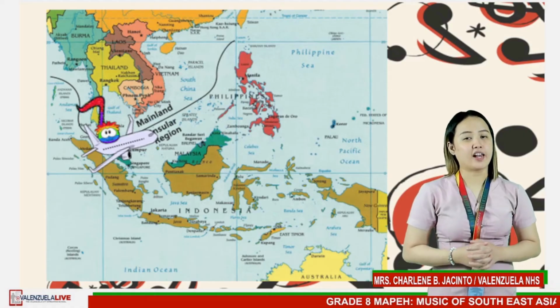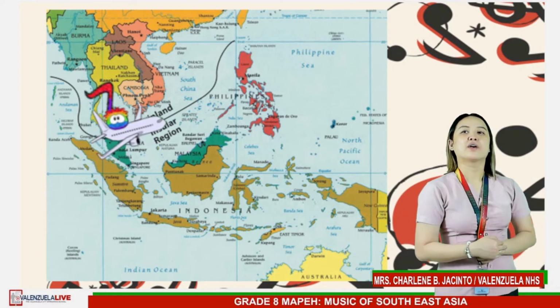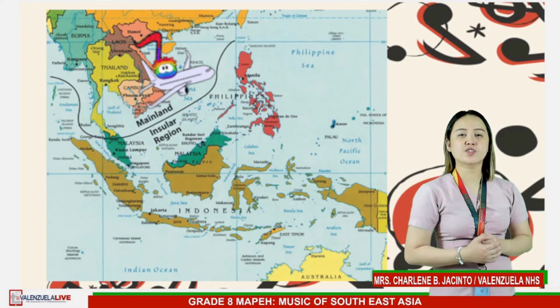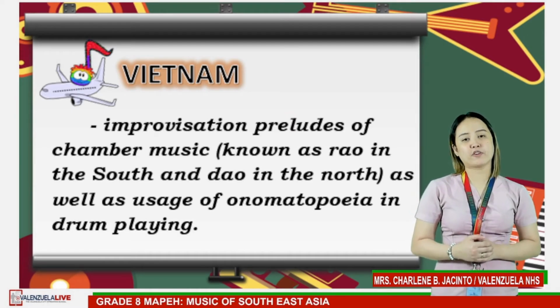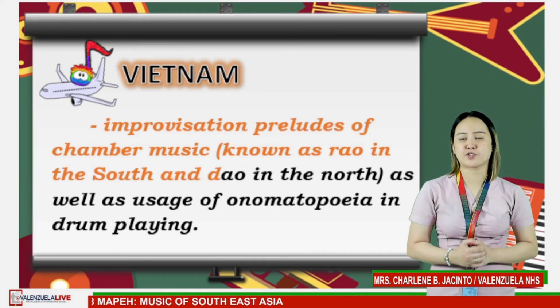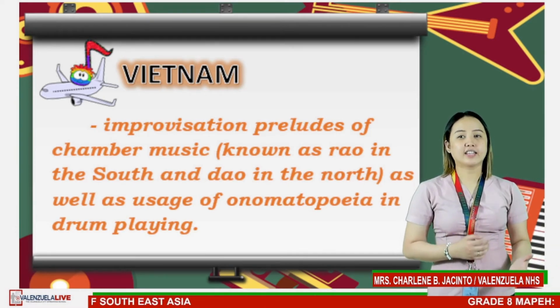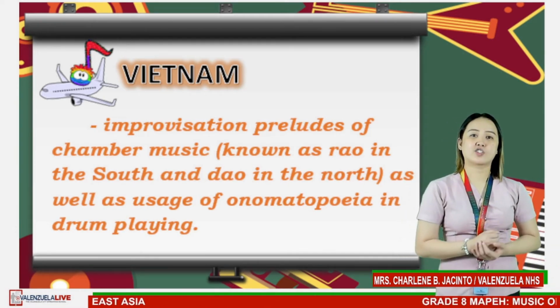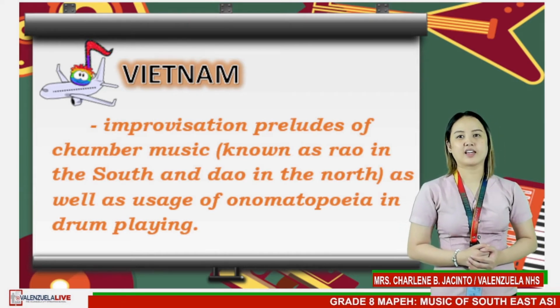Now, for our last destination, we have Vietnam. Vietnamese music shows signs of Indian influences, noticeable in improvisation preludes of chamber music, known as Rao in the south and Dao in the north, as well as usage of onomatopoeia in drum playing.